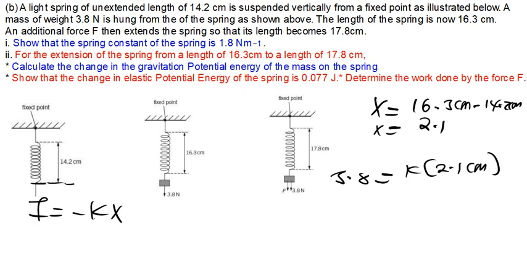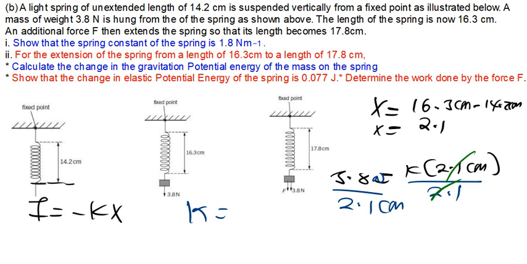I can divide both sides by 2.1, even here by 2.1. So now this is in centimeters. So I can clearly see that my k will be equal to, I can cancel these two. This and this can be cancelled. So I'll say I have got Newton on top, and down here I've got centimeters. So 3.8 divided by 2.1. I'm getting 1.809. So 1.809, which is the same as, it's going to be Newton per centimeter.